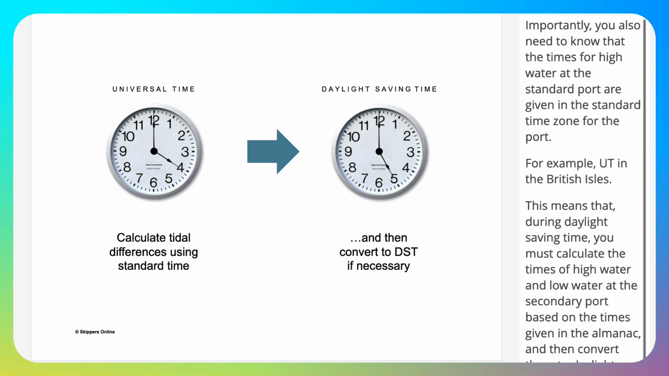Importantly, you also need to know that the times for high water at the standard port are given in the standard time zone for the port. For example, UT in the British Isles. This means that during daylight saving time, you must calculate the times of high water and low water at the secondary port based on the times given in the almanac, and then convert them to daylight saving time.